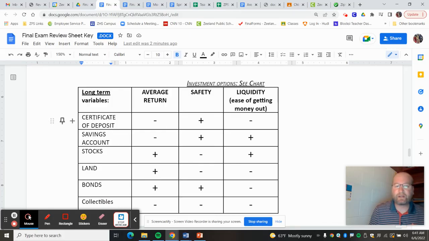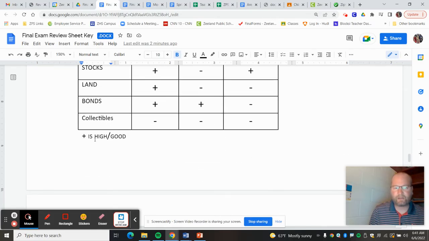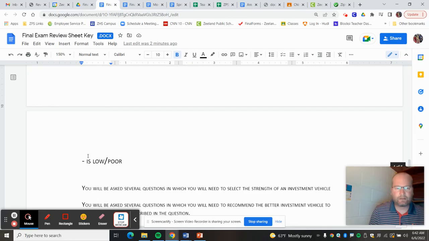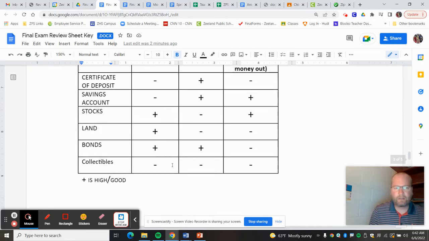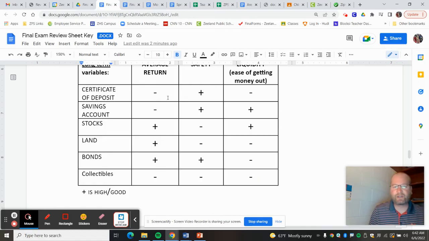So with a certificate of deposit, there's the key here, right? If it's a plus, it means it's high or good. If it's a minus, it's low or poor. Certificate of deposit, the average return, not great. Remember, you put your money into a CD at a bank or a financial institution, maybe for 5 years, and you make a little bit on that return, but not a ton.